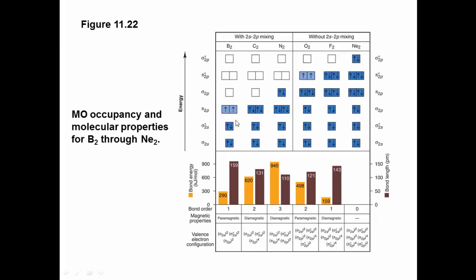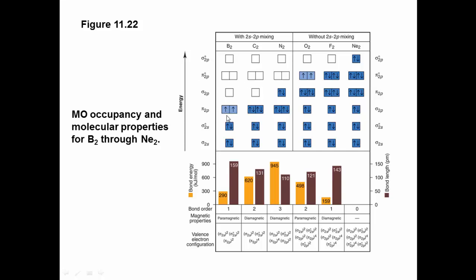So if you were to look at all the diatomic molecules' molecular orbital diagrams from boron to neon, this is what it would look like. So boron, obviously we know that the electron configuration of boron only has 3 valence electrons. So total in our molecular orbital diagram, we're going to have a total of 6 electrons in our orbital diagram for diatomic boron.